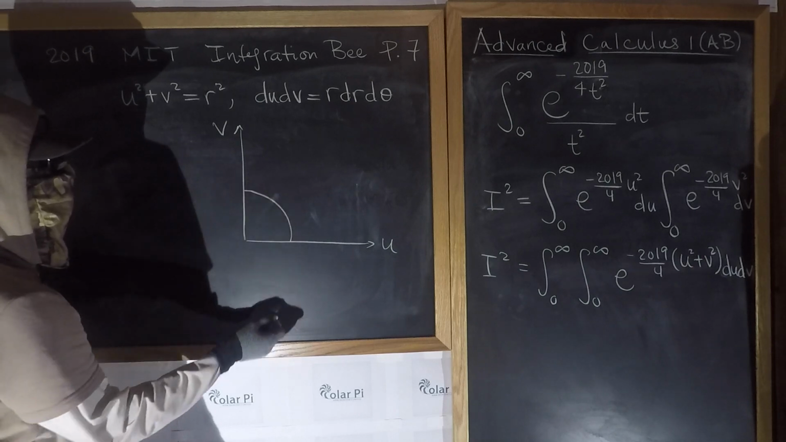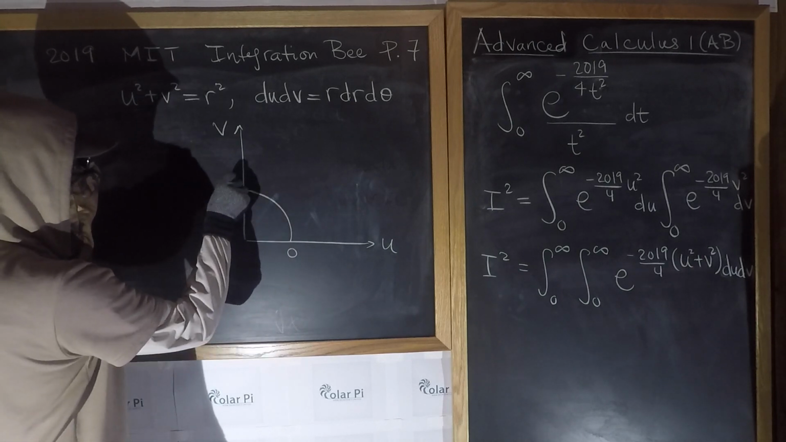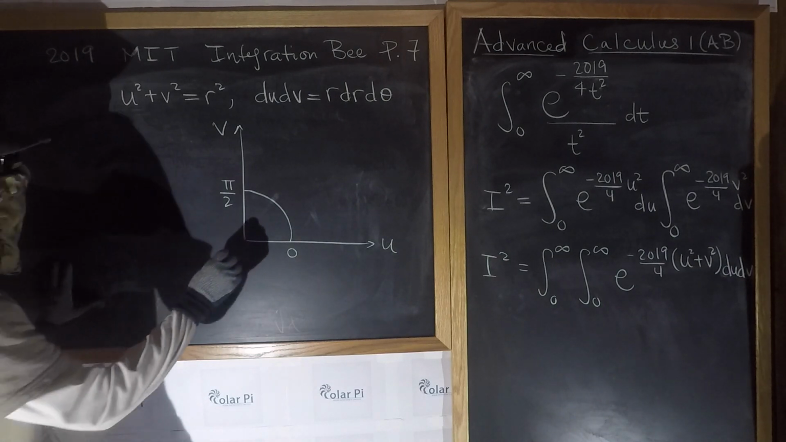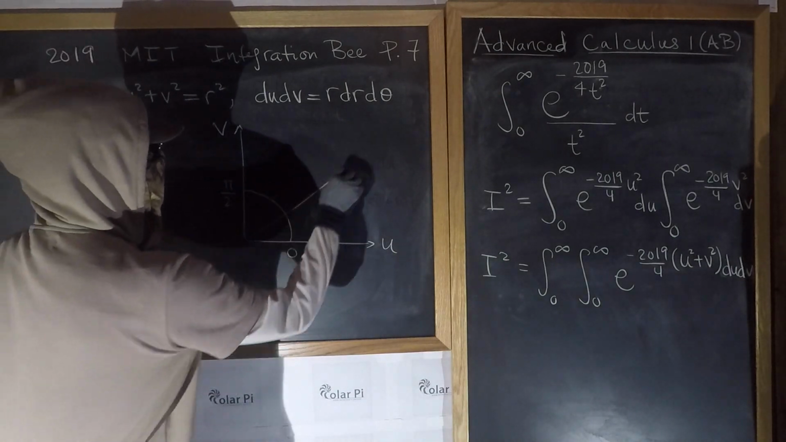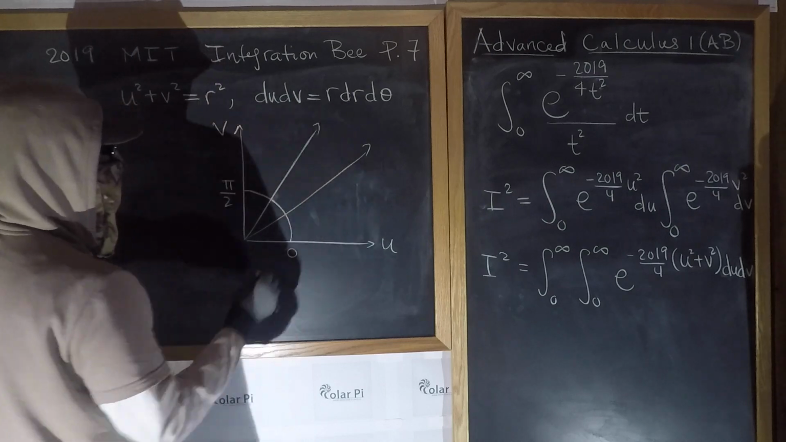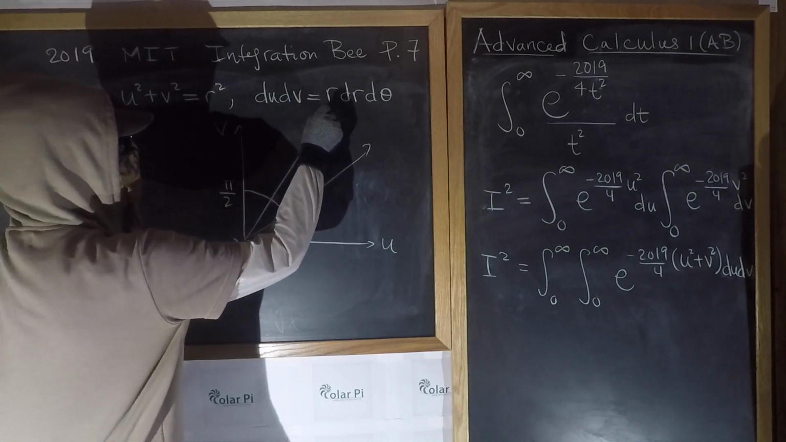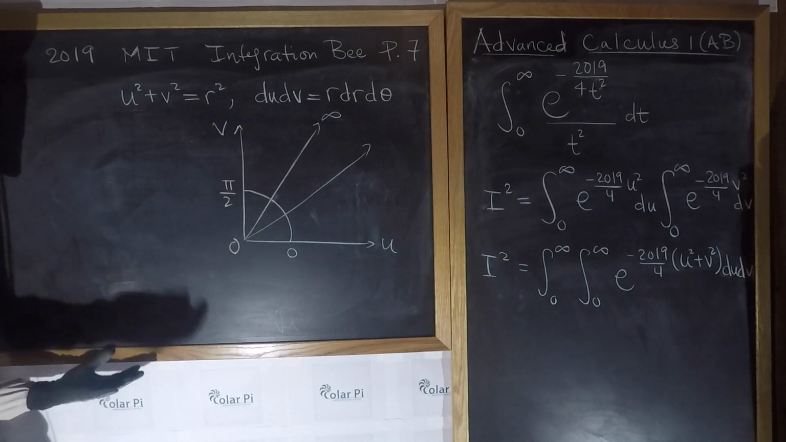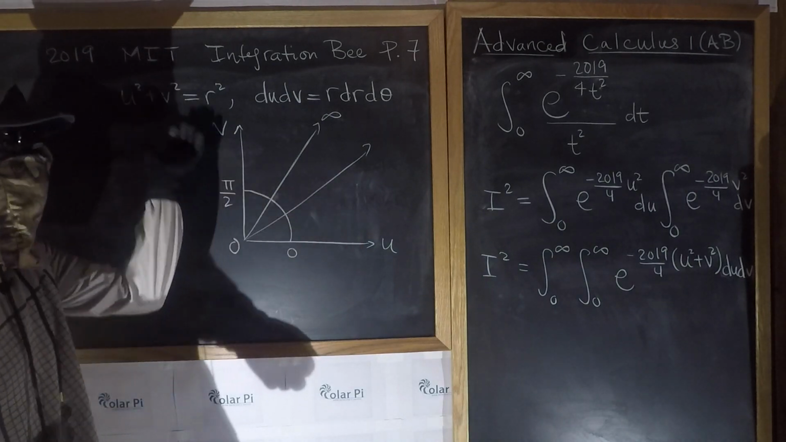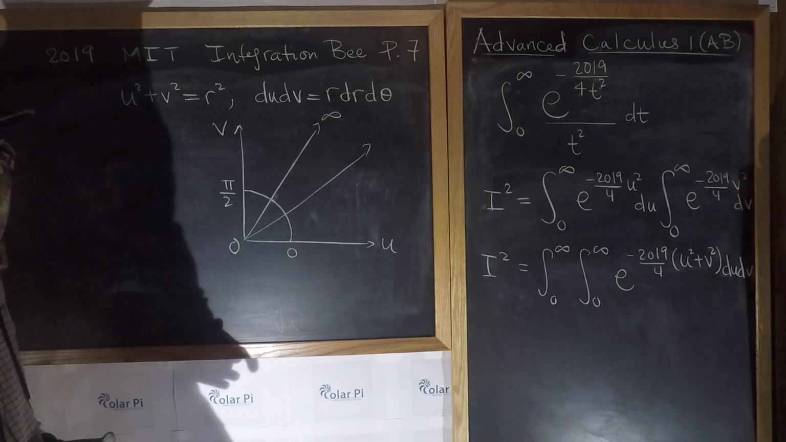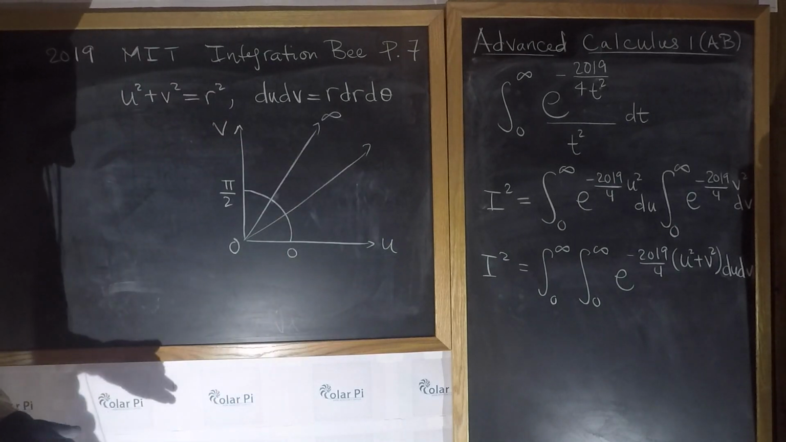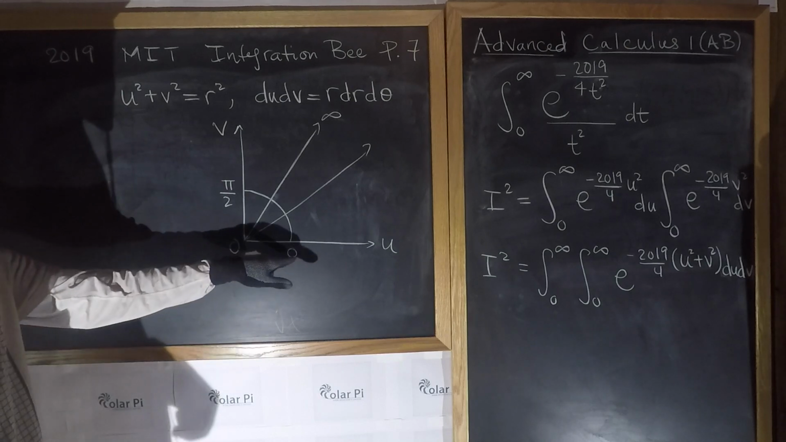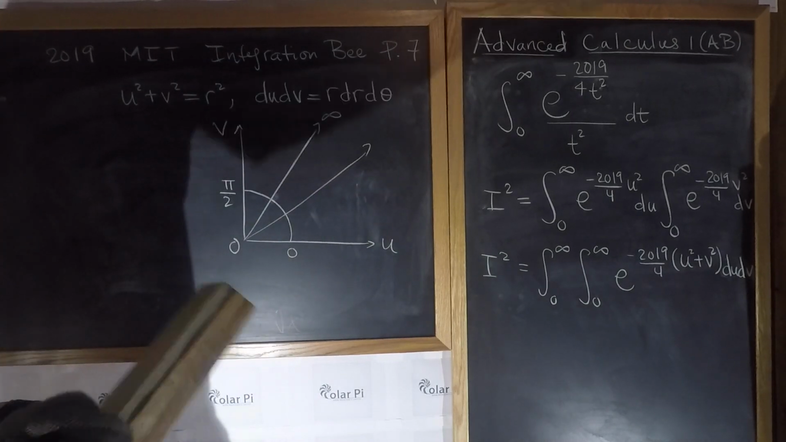If we have theta go from 0 to pi over 2, and r goes from 0 to infinity, then we will have represented the first quadrant in polar coordinates as opposed to the u and v rectangular coordinates. So what I'm saying is that for r we should go from 0 to infinity, and for theta we should go from 0 to pi over 2.